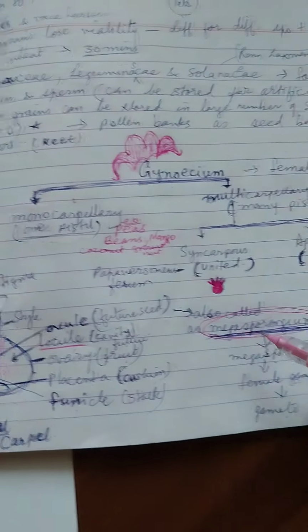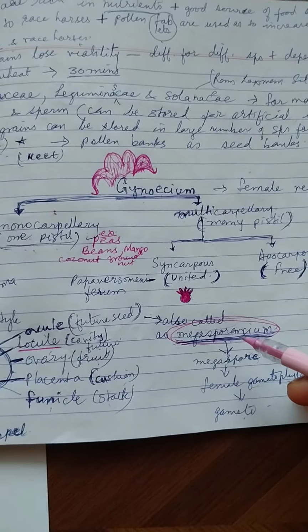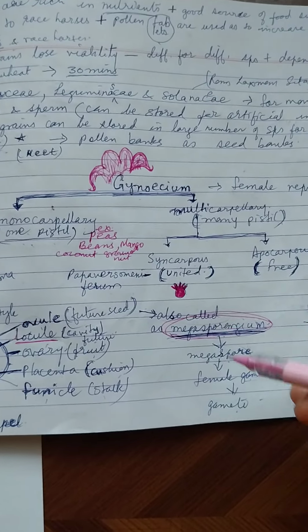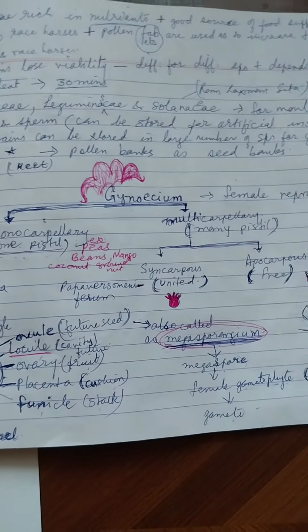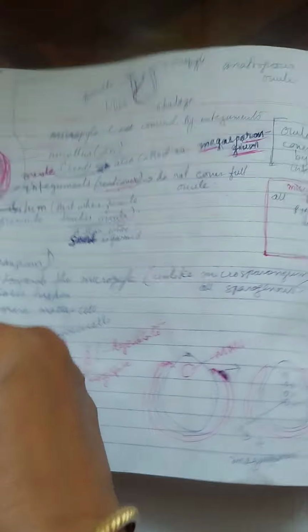Ovule is known as megasporangium. It is known as megasporangium because megaspores will develop from ovule only. Now let us understand the structure of ovule in detail.